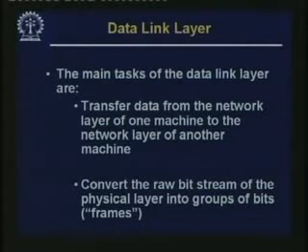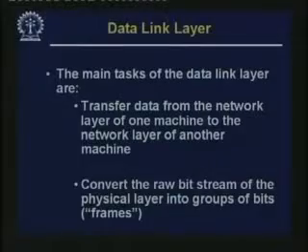Now what are the main tasks of the data link layer? It transfers data from the network layer of one machine to the network layer of another machine. This is part of the service it gives to the upper layer. You remember that above the data link layer we have the network layer, and below the network layer we have the data link layer.